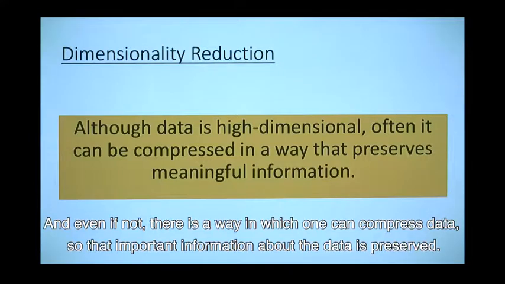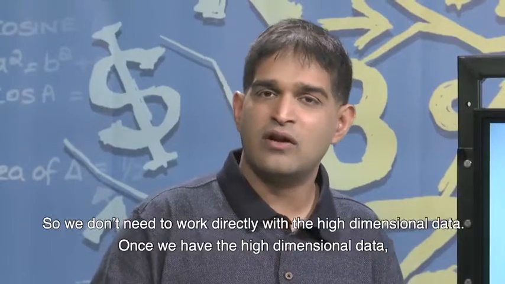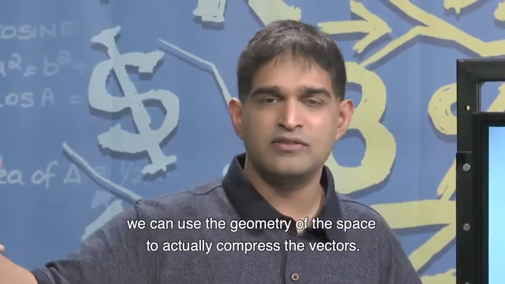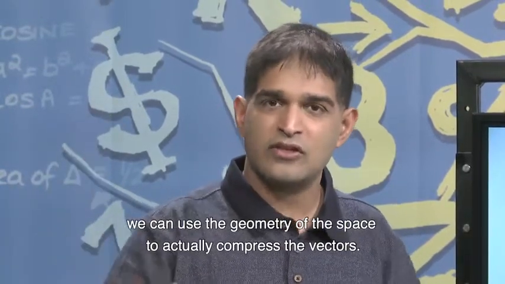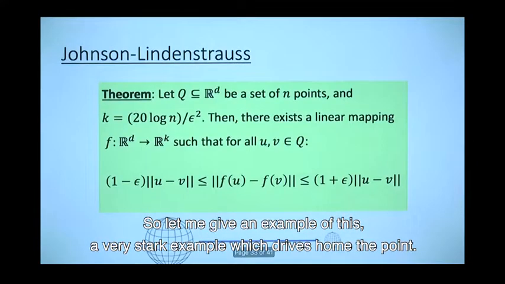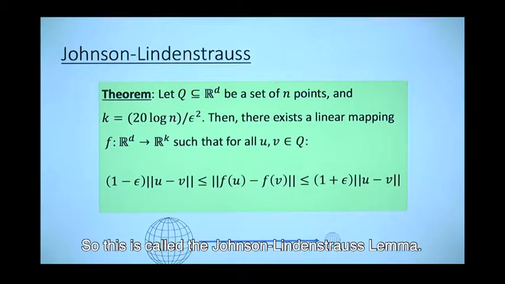And even if not, there is a way that one can compress data, so that important information about the data is preserved. So, we do not need to work directly with the high dimensional data. Once we have high dimensional data, we can use the geometry of the space to actually compress the vectors. Let me give a very stark example which drives home the point. This is called the Johnson-Lindenstrauss lemma.